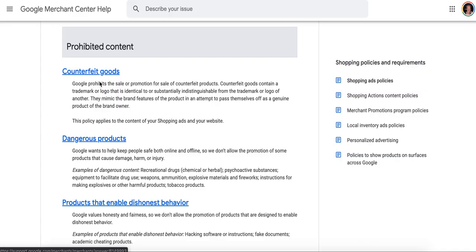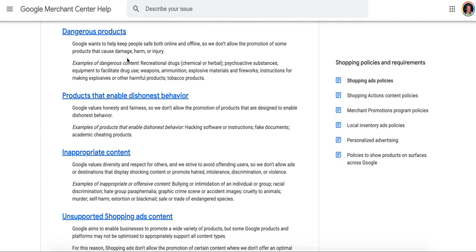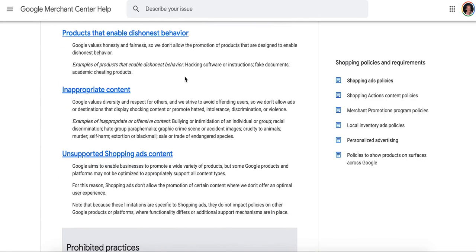So here they have counterfeit goods. Obviously, nobody's going to be doing that. Dangerous products, recreational drugs, psychoactive substances, weapons, which includes knives, guns, things like that, cannot be sold. Ammunition cannot be sold. Explosive materials and fireworks cannot be sold on Google Shopping. Tobacco products. So again, you want to make sure of this because Google Shopping is going to be your main source of income for your business. Without Google Shopping, you're going to have a lot harder time getting money coming into your business. So that's why we're checking.